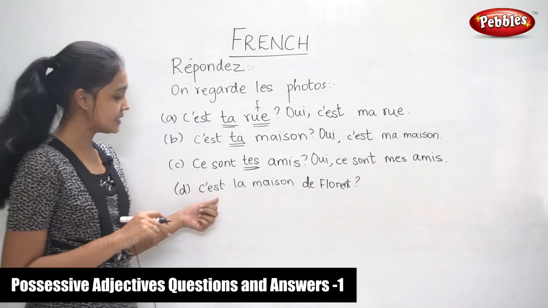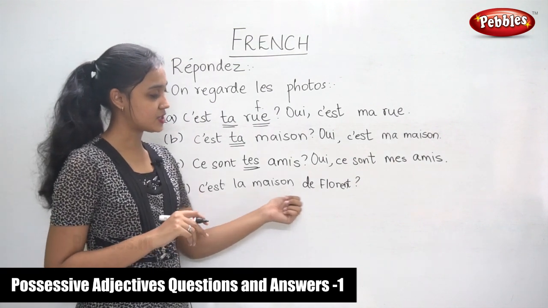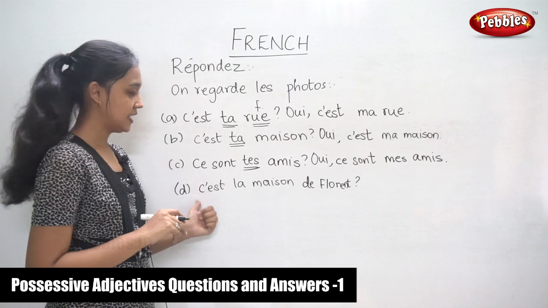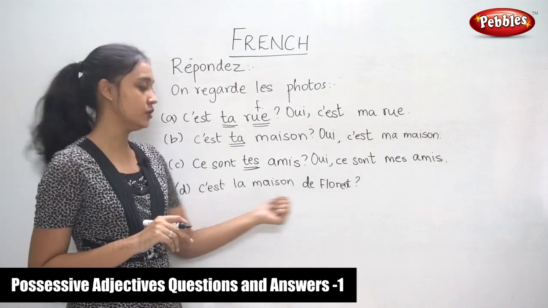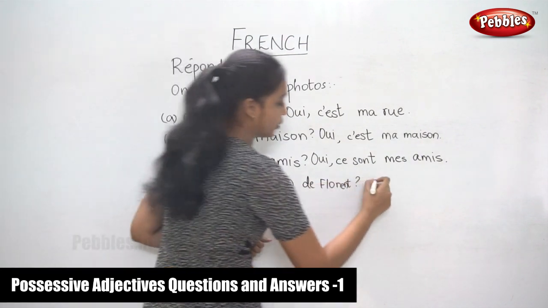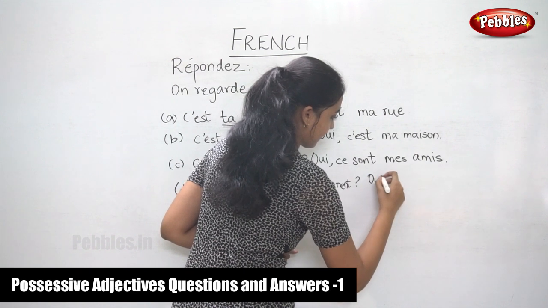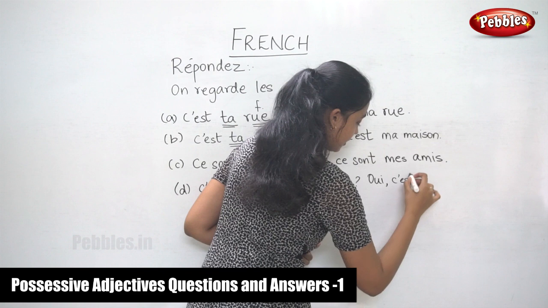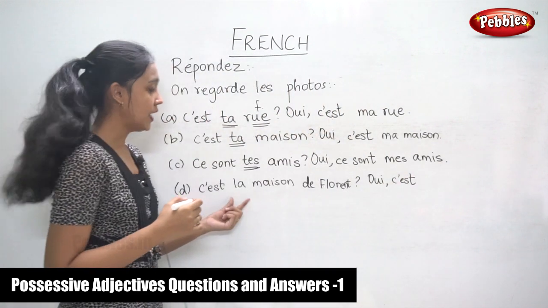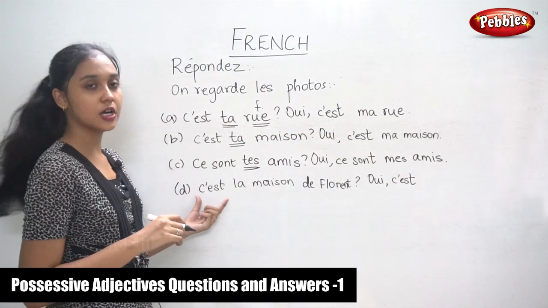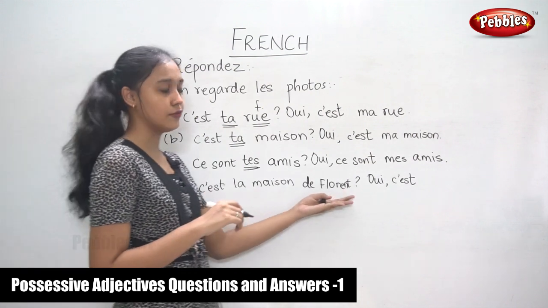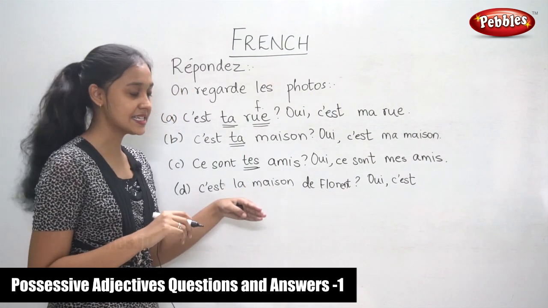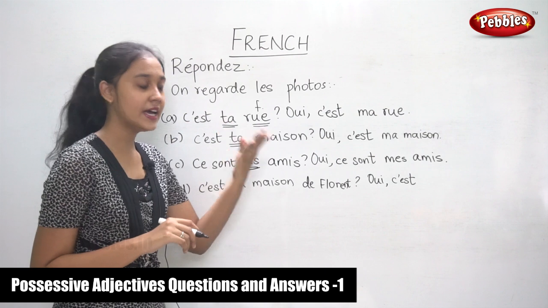The fourth sentence. C'est la maison de Florent. Is this the house of Florent? Oui, c'est. Now, we have to write. So, what would be the answer for this? Is this the house of Florent? Yes, it is her house or his house.